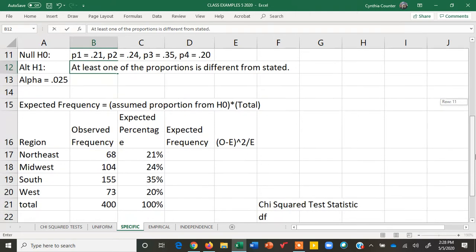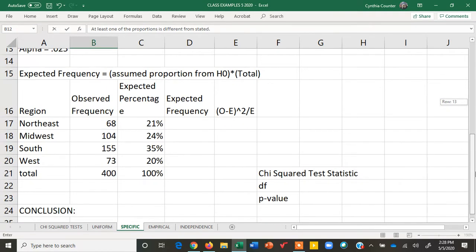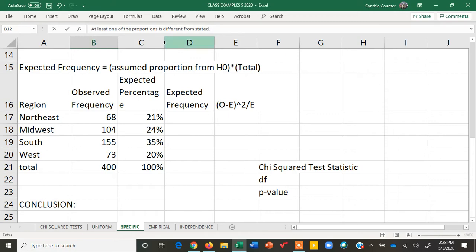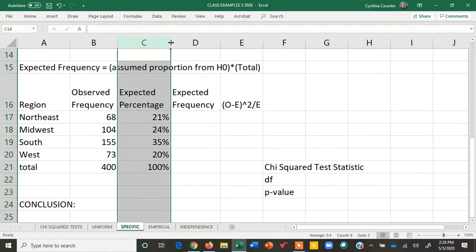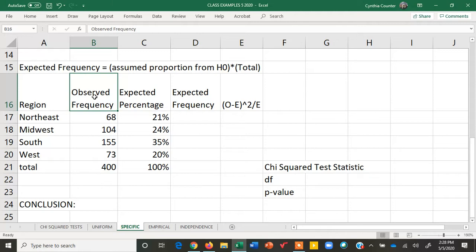So when we do chi-squared tests, we are always comparing observed frequencies with expected frequencies. And the data we're given are the observed frequencies. So our regions here, Northeast, Midwest, South, and West. Okay, region is our variable, and these are the different possible values of the variable. So this is our qualitative data. Here are the observed frequencies, 68, 104, 155, 73, a total of 400.